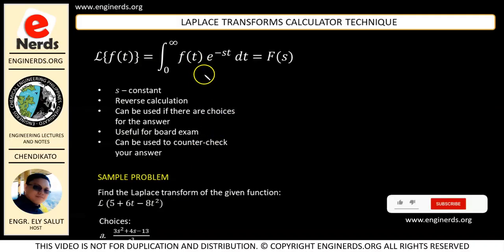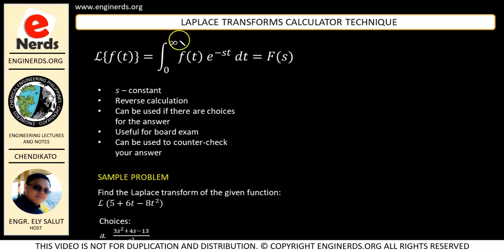Okay, so first let us review yung general equation ng Laplace Transforms. So we have here the Laplace transform of the function f(t), and this is equal to the integral of the function f(t) times e to the negative st dt integrated from 0 to infinity. And this will be equal to the function expressed in s. So in applying this technique, we have to take note that our s right here is a constant.